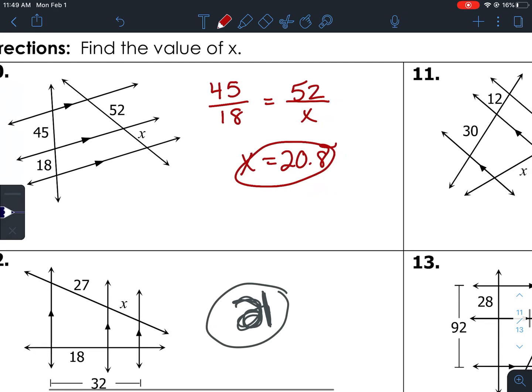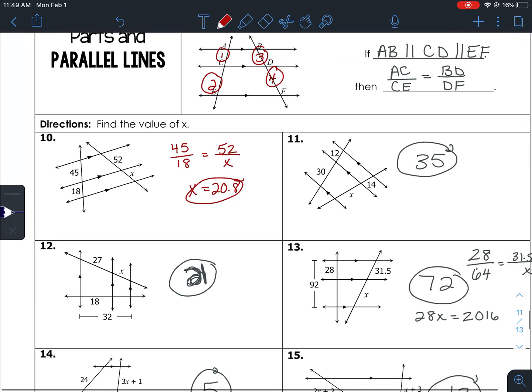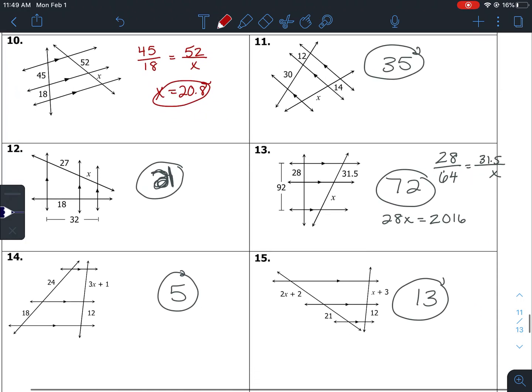Okay, now I'm going to let you try the rest on your own. I'm going to zoom out so you can see the answers here. So if you've got any questions, please let me know.